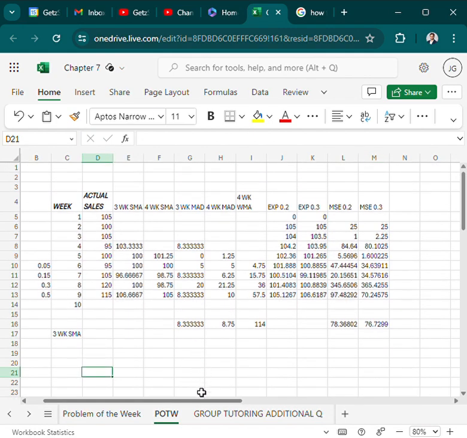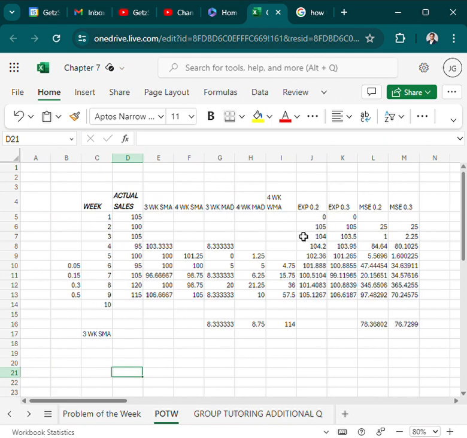So that's it, guys. That's how you do a full forecast for exponential smoothing, simple moving average, and weighted moving average. Hope you guys enjoyed. Have a good one.